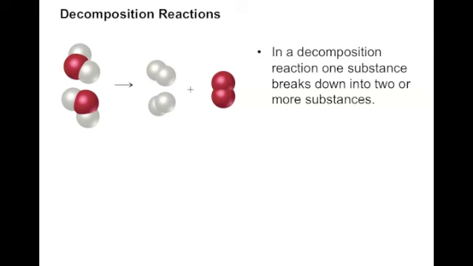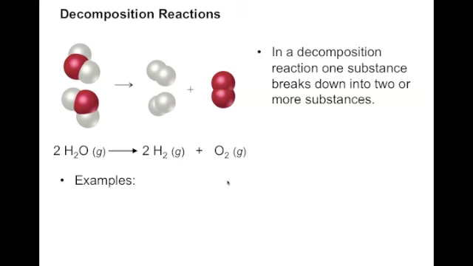Another pattern is just the opposite of what we just saw. Here's an example of what we call a decomposition reaction, and in this case you have one type of substance that's decomposing to form two or more other substances. If we write this symbolically as a chemical equation, it would look like this. Two molecules of water decompose to form two molecules of hydrogen and one of oxygen. So it's a 2 to 2 to 1 ratio.